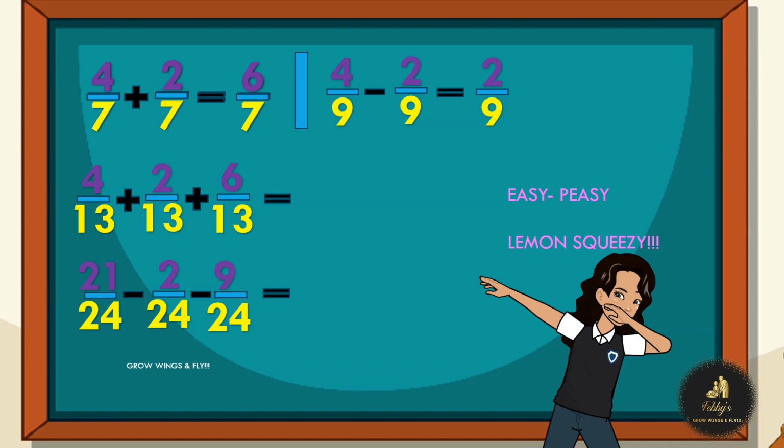For the third one, I am going to get 12/13 because 4 add 2 is 6 and 6 add 6 is 12. And for the last one, I get 10/24 because 12 take away 2 is 10 and 10 take away 9 is 1. Am I right?